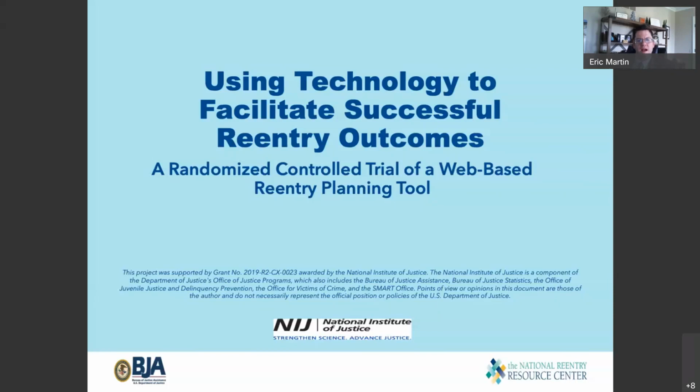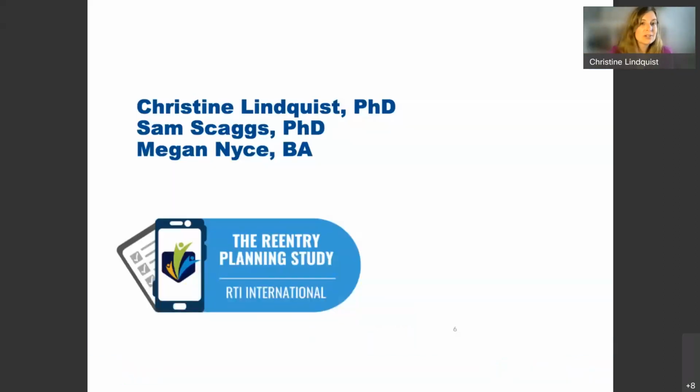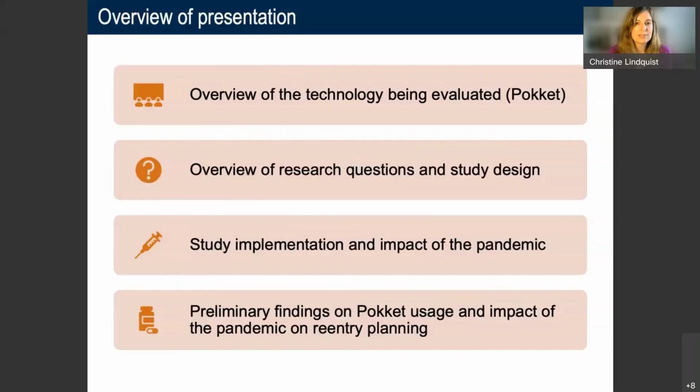So with that, I will turn it over to Dr. Lindquist. Thank you. Thanks, Eric, and thank you everyone for joining us today. I'll be presenting on our grant to evaluate the role of technology in reentry planning through a randomized controlled trial of a web-based reentry planning tool called Pocket. I'd like to acknowledge the contributions of my co-authors, Sam Skaggs and Megan Nice from RTI, as well as our partners at the North Carolina Department of Public Safety and Assimilate, the developer of the Pocket tool.